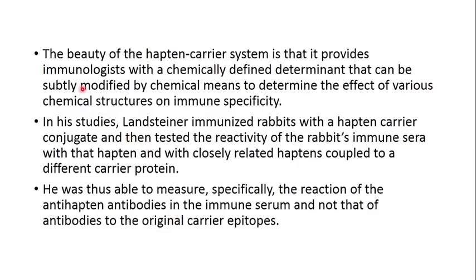The beauty of the hapten carrier system is that it provides immunologists a chemically defined determinant that can be subtly modified by chemical means to determine the various effects of chemical structure on the immune system. That is the main advantage. Haptens are small organic molecules, so they can be chemically modified. But if you take a protein or a nucleic acid for studying antigen antibody specificity, it is too difficult to modify them. Haptens are small molecules that can be chemically defined in various ways, so they can be used for studying antigen antibody specificity. That is how Landsteiner studied.